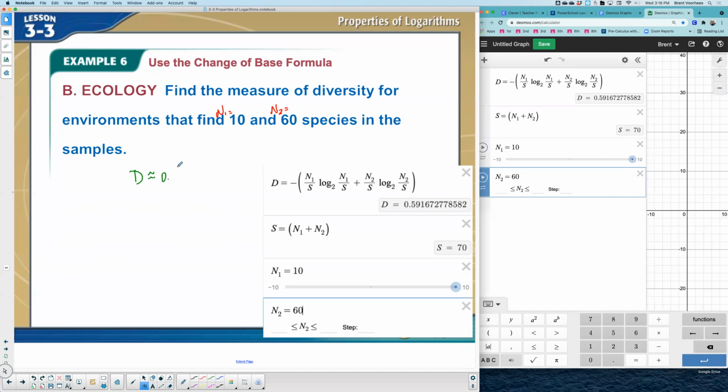And the diversity here would be 0.59, I'll do it to 2 decimals. So that's example 6.